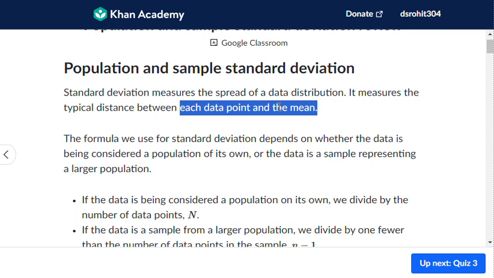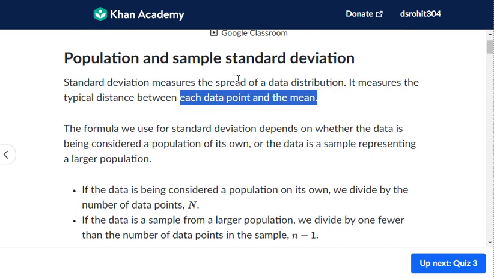What is the distance between the mean and the data point? Each data point, how far they are from the mean. That is actually what standard deviation measures.